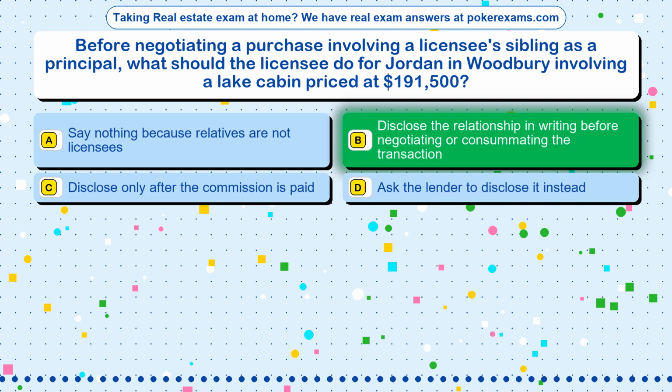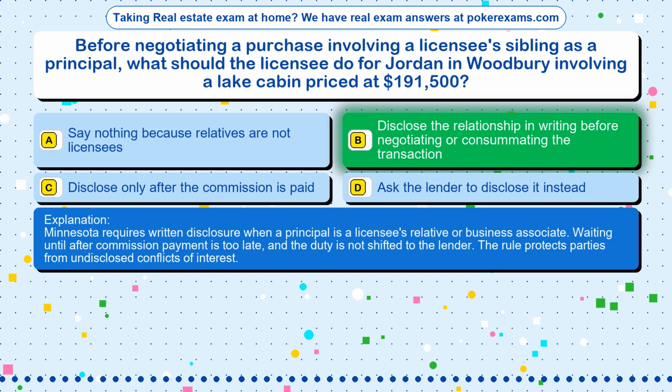The correct answer is option B, disclose the relationship in writing before negotiating or consummating the transaction. Minnesota requires written disclosure when a principal is a licensee's relative or business associate. Waiting until after commission payment is too late, and the duty is not shifted to the lender. The rule protects parties from undisclosed conflicts of interest.